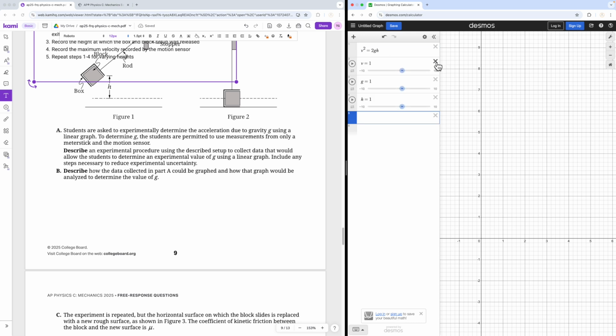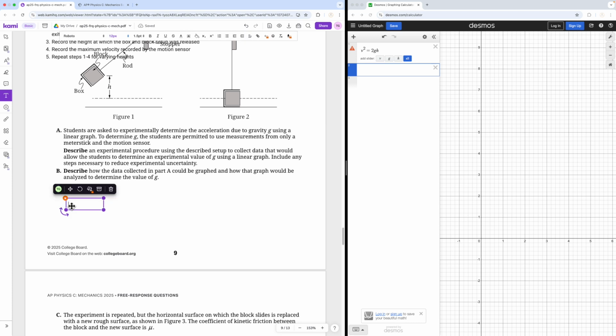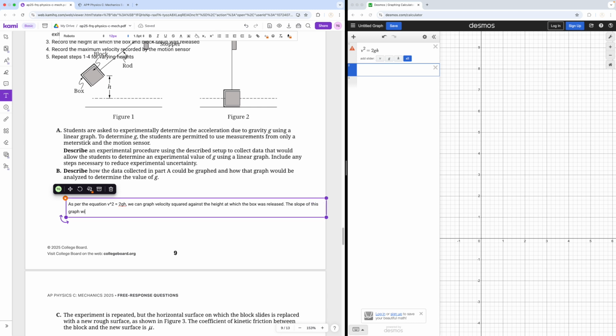Now we don't want to plug this in. So what are we going to do with this information? Well, we want to have a linear graph in which the slope is equal to g, or we can use it to find g. As per the equation v squared equals 2gh, and you would show how you actually got this equation, we can graph velocity squared against the height at which the box was released. The slope of this graph will be equal to 2g.